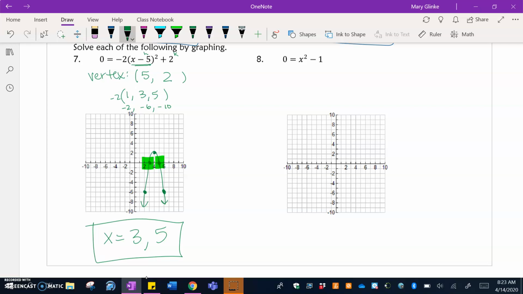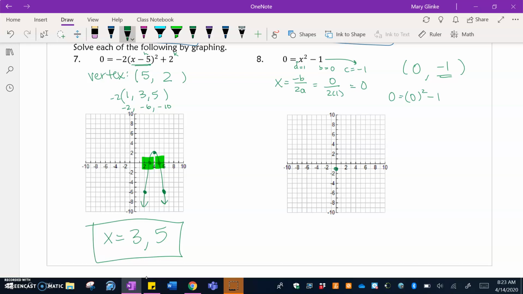For this next one, number 8, I have this. It's actually in standard form and vertex form. You could use it as either. So if we view this as standard form, A is 1, B is 0, and C is -1. So when we do -b over 2a, we get 0 over 2 times 1, which is just 0. So my x value of my vertex is 0. My y value, I can plug in 0 and simplify to get -1.